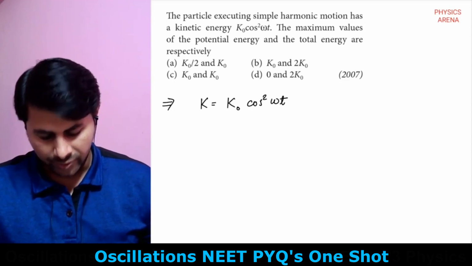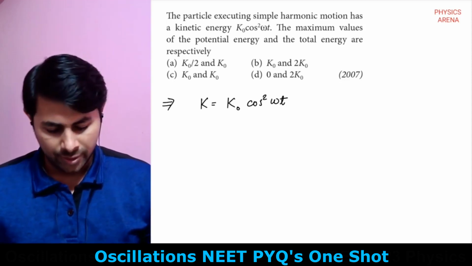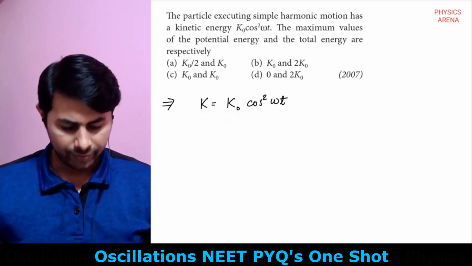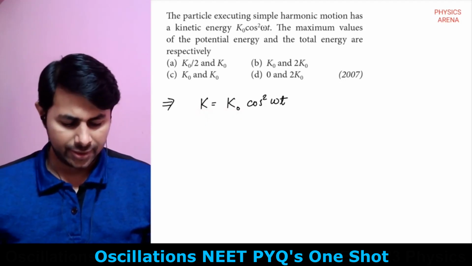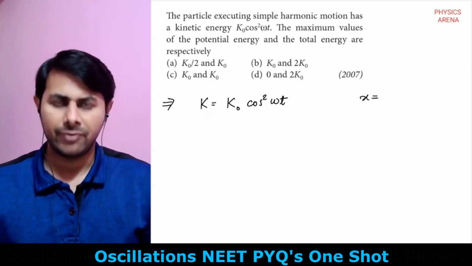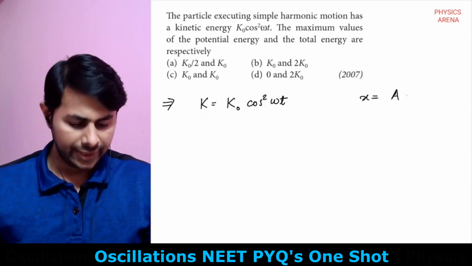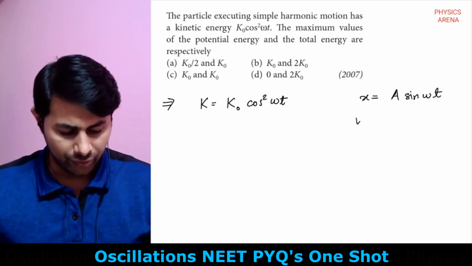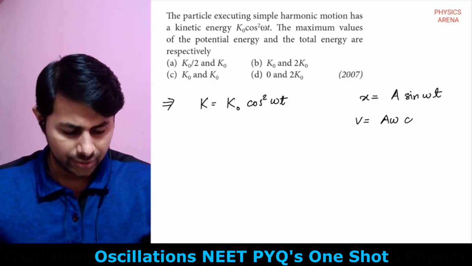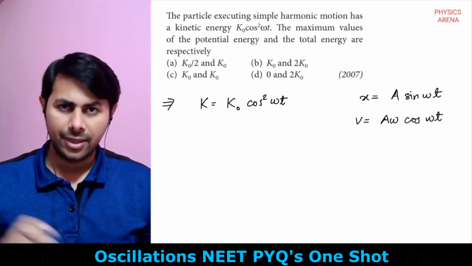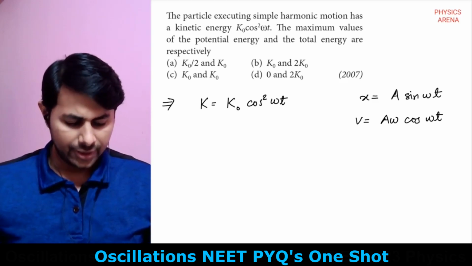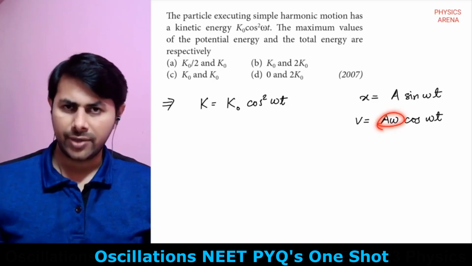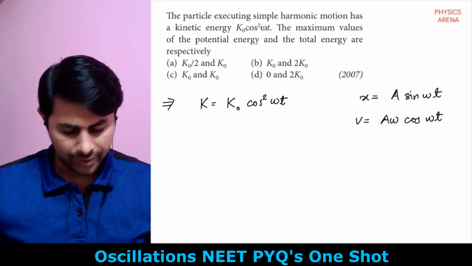Why so? Kinetic energy is given by this formula, k naught cos square omega t. So now you can compare this with some x. If x is a sine omega t, then v will be a omega cos of omega t, and then if you square this, v square will be a square omega square cos square omega t, right?